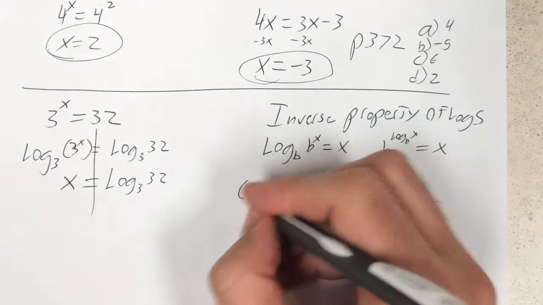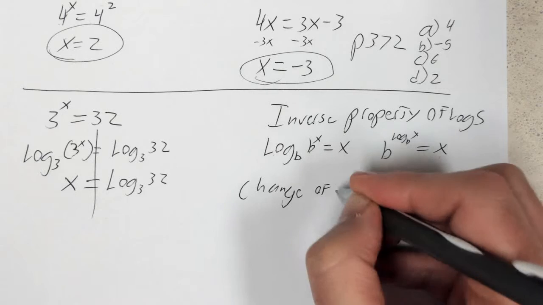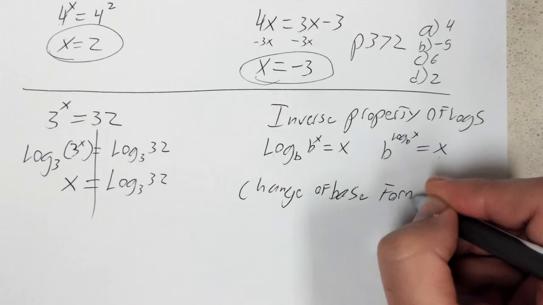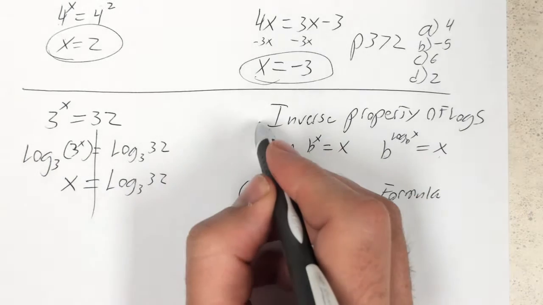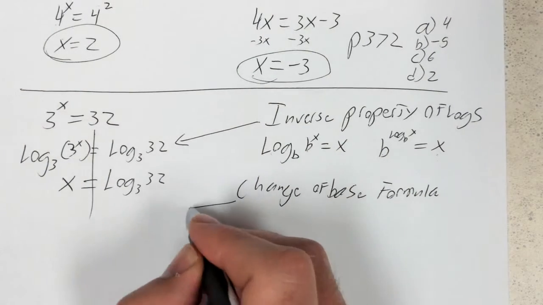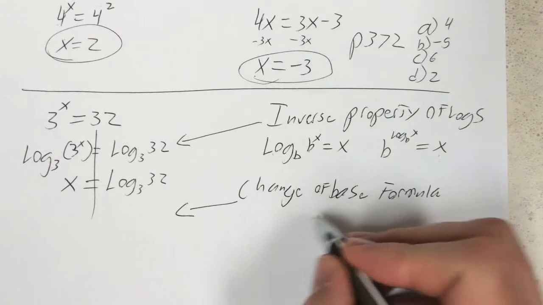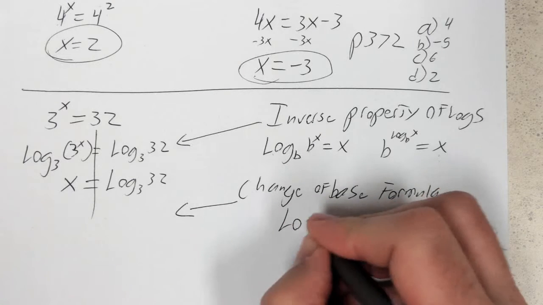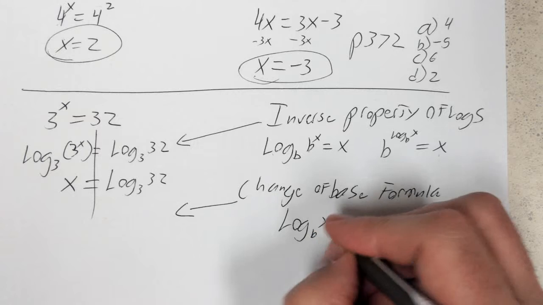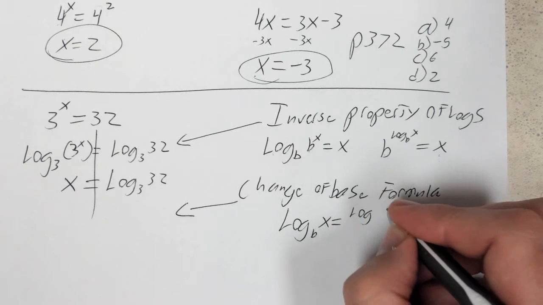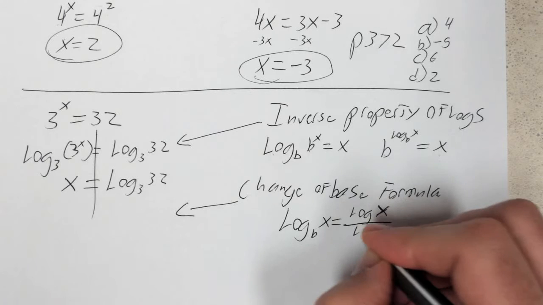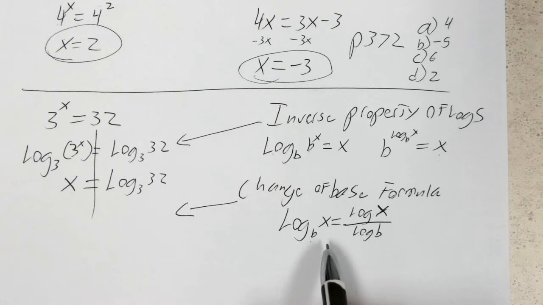What we want to do next is the change of base formula. So the inverse property was here. We're going to do the change of base formula here. Alright, so the change of base formula, log base b of x is equal to log of x divided by log of b. And so it goes from some random base to base 10.